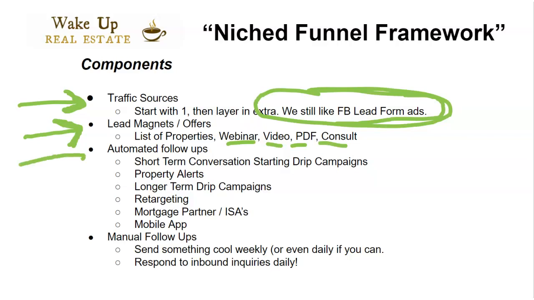As part of your niche funnel framework, as people come in and trade you contact info for your lead magnets, you're going to have automated follow-ups. And those fall under these categories: short-term conversation starting drip campaigns, property alerts, longer-term drip campaigns, retargeting. You can have your ISAs, your assistants, mortgage partners, kind of behind the scenes following up in an automated way for you. And if you have a mobile app, that can also function as some automated follow-up there.